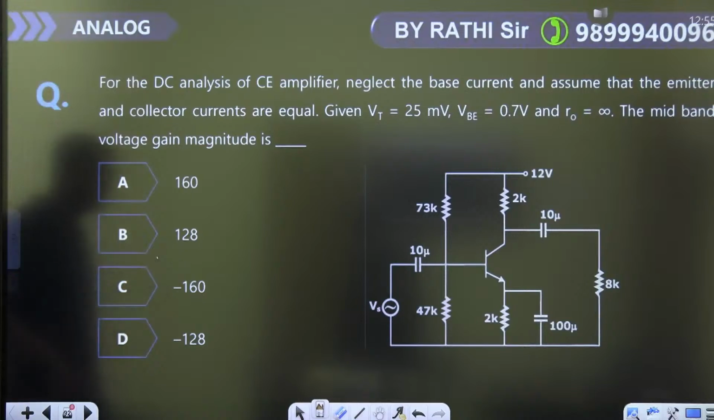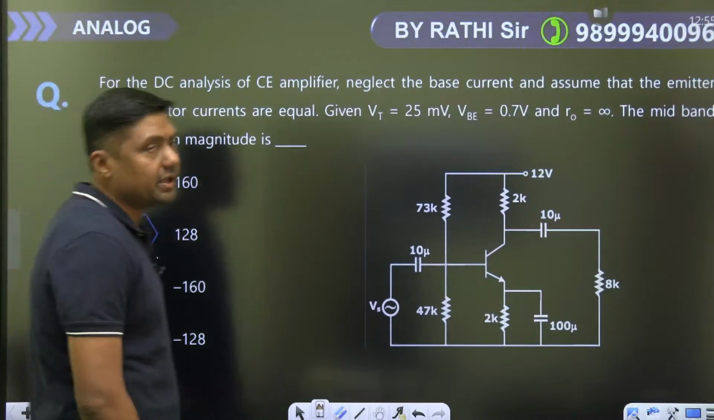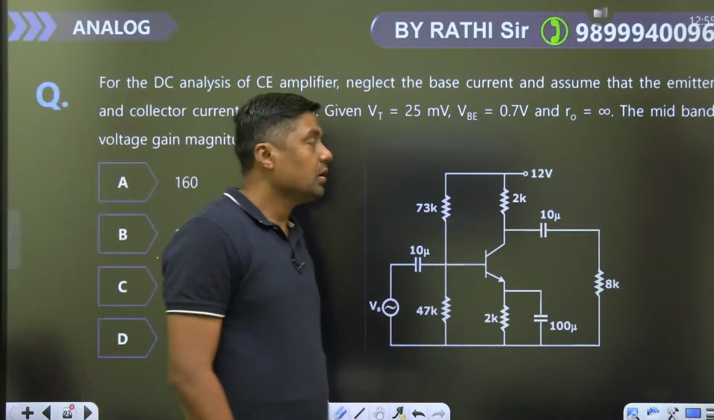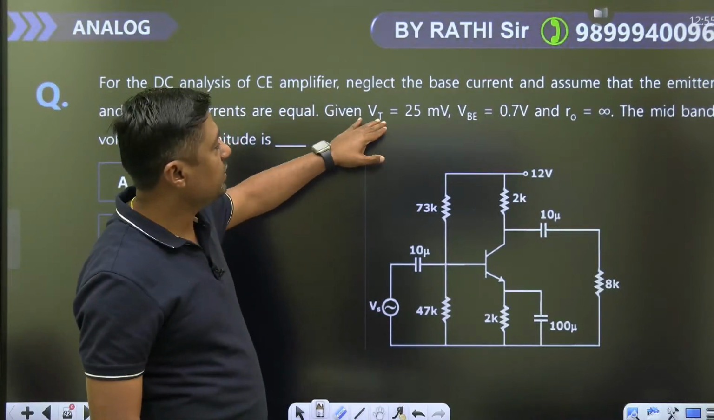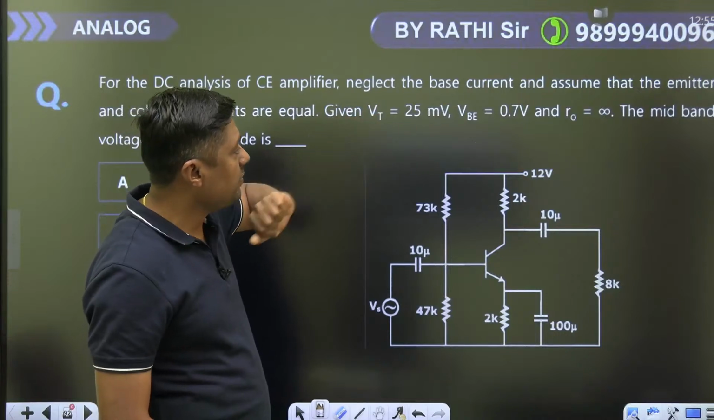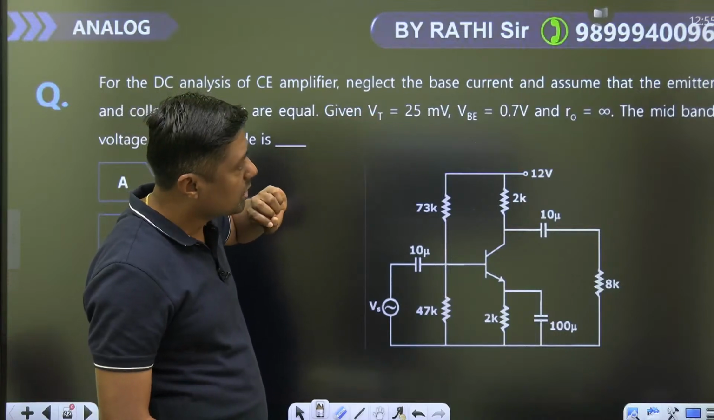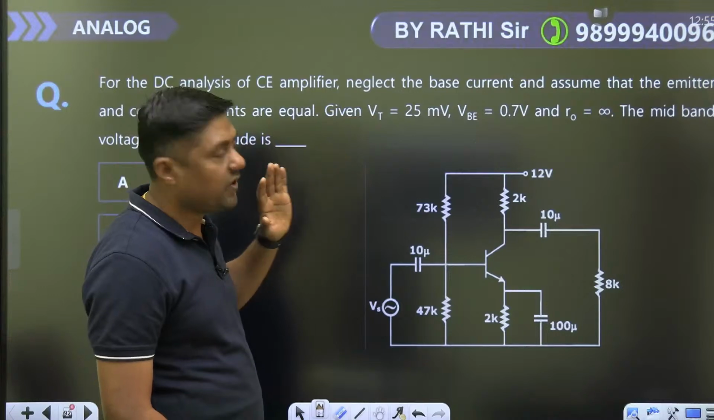Now, watch this question. For the DC analysis of the common emitter amplifier, neglect the base current and assume that the emitter and collector currents are equal. So beta is not given, so you can neglect the base current. Then given that VT, the volt equivalent of temperature, is 25 millivolt, VBE is 0.7 volt, R0 output resistance is infinite.